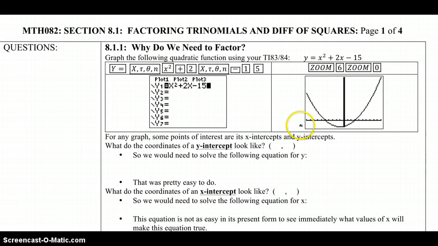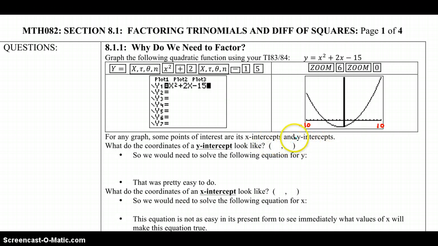Okay, so that key punch will set the x range to go from -10 to 10, and then ZOOM 0 will figure out what it needs to set the y min and y max at to capture the graph between -10 and 10. So we can see that we've got this parabola type shape that we saw in the last section. For any graph, some points of interest are its x-intercepts and its y-intercepts, which we first saw back when we were looking at linear equations.